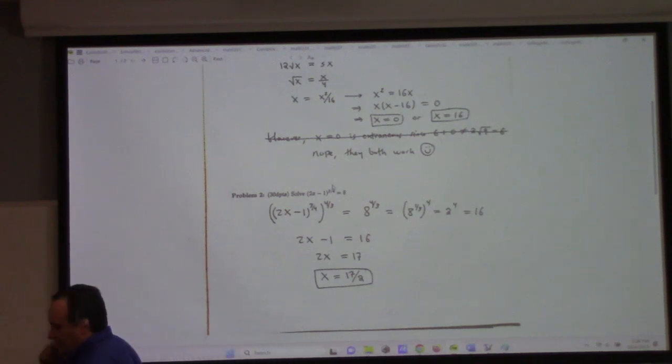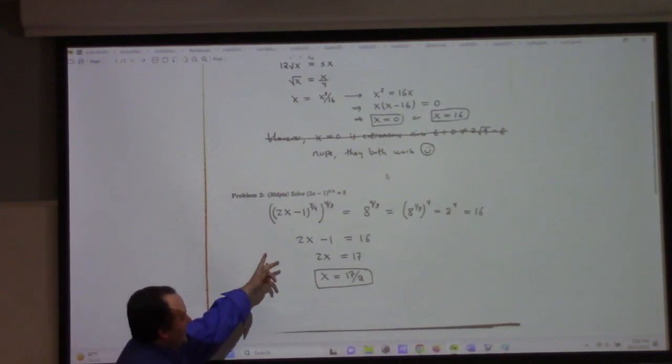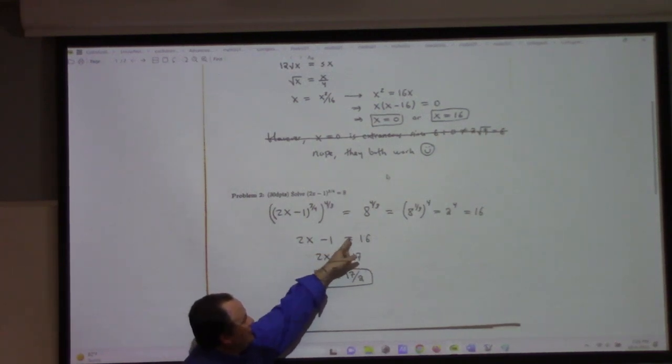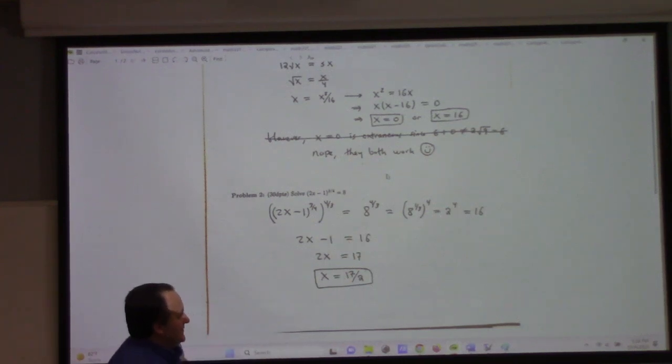So the cursor is in the way this time. We're up against the 3/4 power here. So what do we do? We raise it to its natural enemy, the 4/3 power. The 3/4 and the 4/3 cancel and just give you 1. So 2x minus 1 to the 1 power, which is just 2x minus 1, equals 8 to the 4/3, but 8 to the 4/3 is actually 16. So we get 2x equals 17, which gives us x is 17/2. So that's how that went.